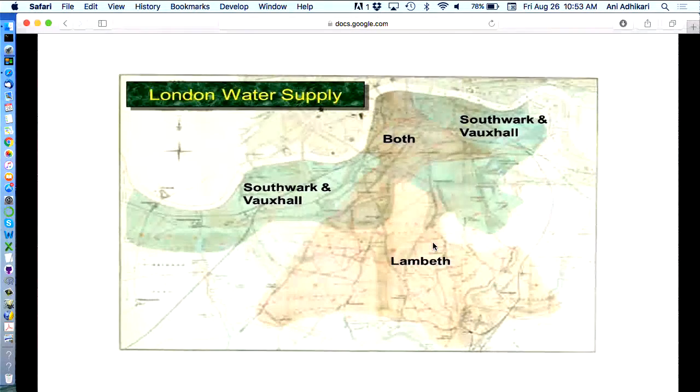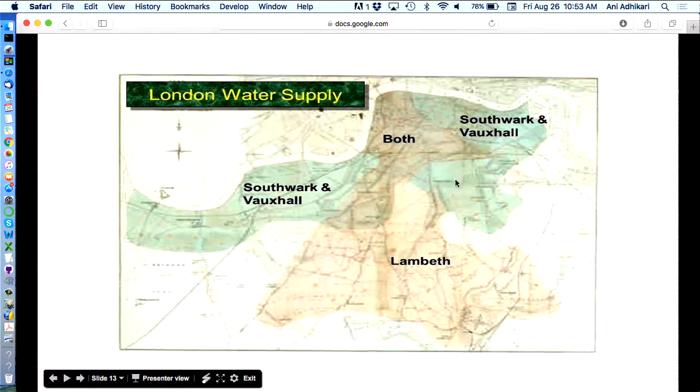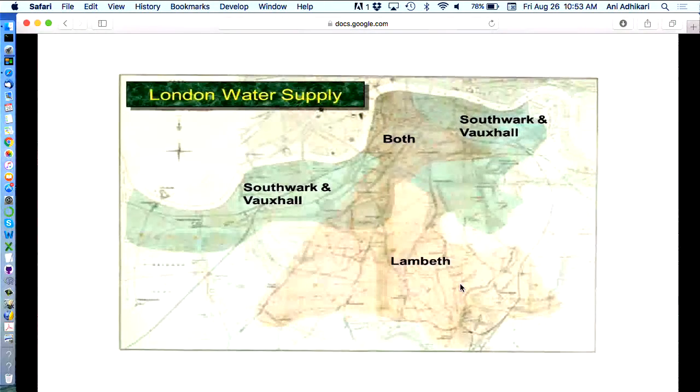There was a sewage works in London, and S&V received its water downstream from the sewage works. Therefore, its water contained whatever was coming out from the sewage. The Lambeth Water Company, on the other hand, received its water upstream from the sewage works, so its water was relatively clean. And so he said, okay, now I can compare.